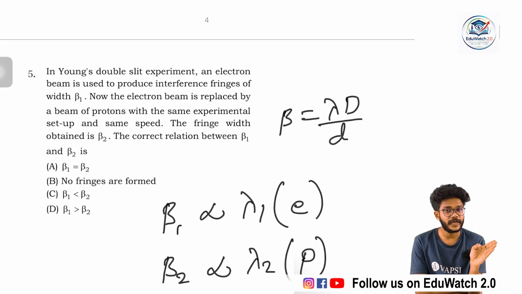Each wavelength can be related to the mass of the particles, which we have used here. The first is the electron and the second is the proton. Which one has the greater mass? The proton has the greater mass. Which one has the greater wavelength? The electron has the greater wavelength.